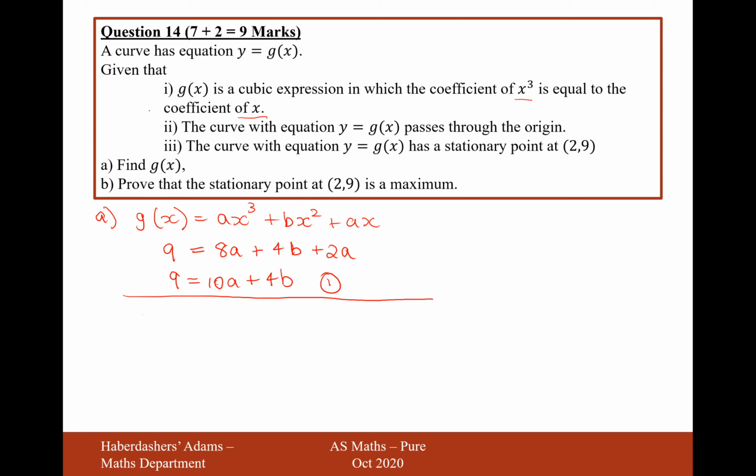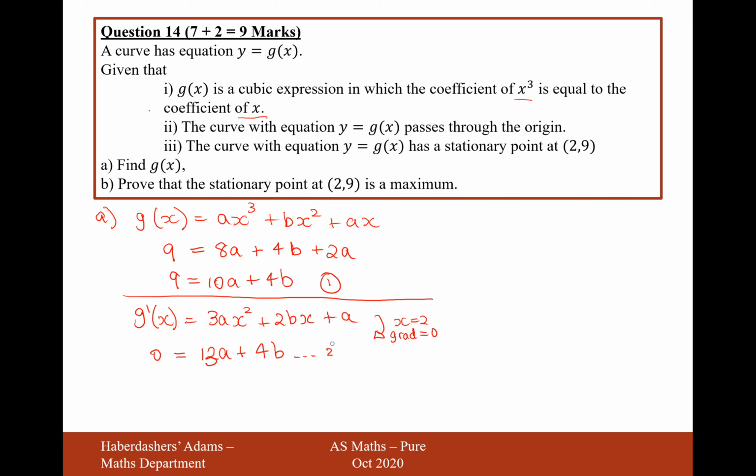Let's now differentiate. So g dash of x equals 3ax squared plus 2bx plus a. And we know that there's a stationary point at (2, 9), so we know that when x equals 2, the gradient equals 0. So it's going to be 0 equals... Now 2 squared is 4 times 3 is 12a, plus another a on the back, so that'll be 13a. And then it's going to be 2 times 2, which is 4, so it'll be 4b.